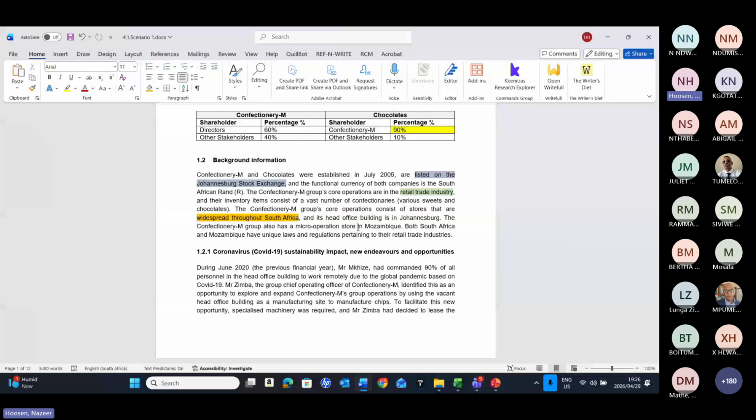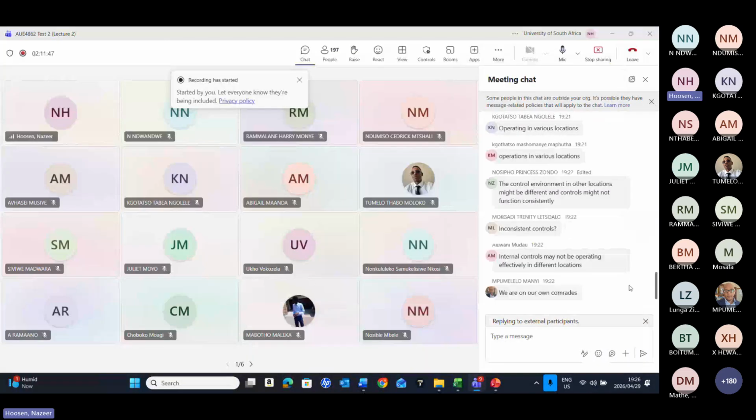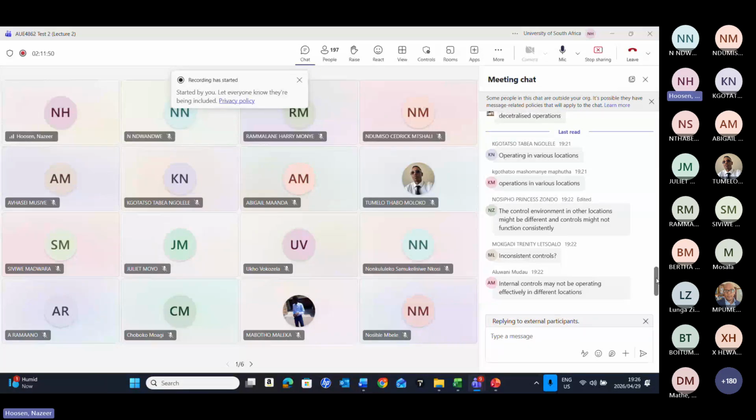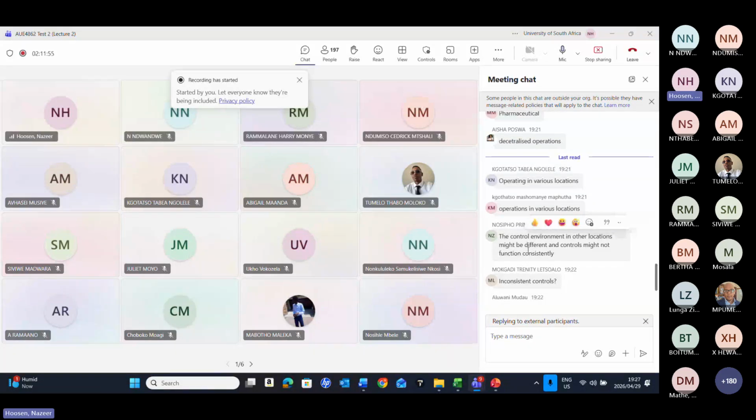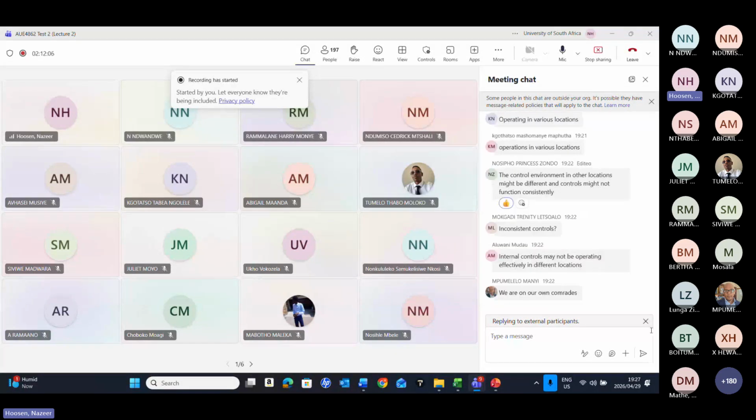There's also the other element of looking at it from a risk perspective, and I think there were inferences that probably came through. Let's have a look and see. Control environment, other locations might be different. Controls might not be functioning consistently. Here we go, here's the one. Nasipa got it. Yes, operations in various locations, those are correct. Decentralized operations. So I think we got that.